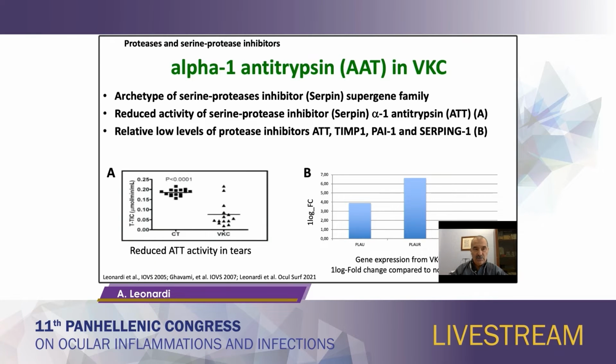Not only proteases, but also the antiproteases or protease inhibitors are involved. We have shown that there is a reduced activity of alpha-1 antitrypsin, which is the archetype of serine protease inhibitors in different tissues. And we also found relatively low levels of protease inhibitors, TIMP1, PI1, and SERPIN1, which is also downregulated, particularly in VKC.